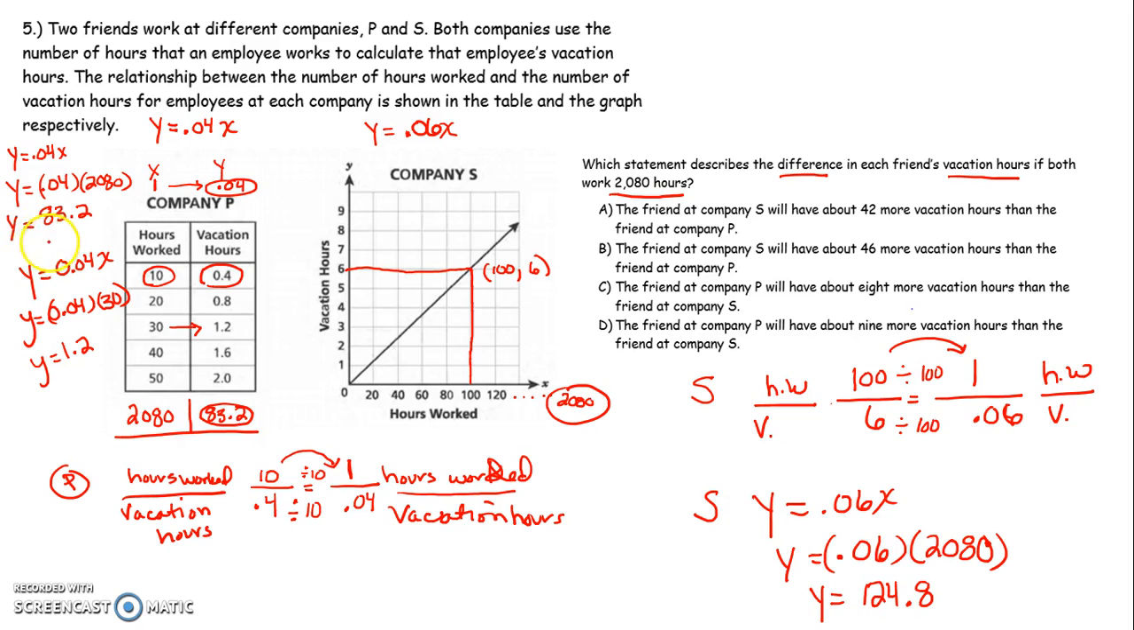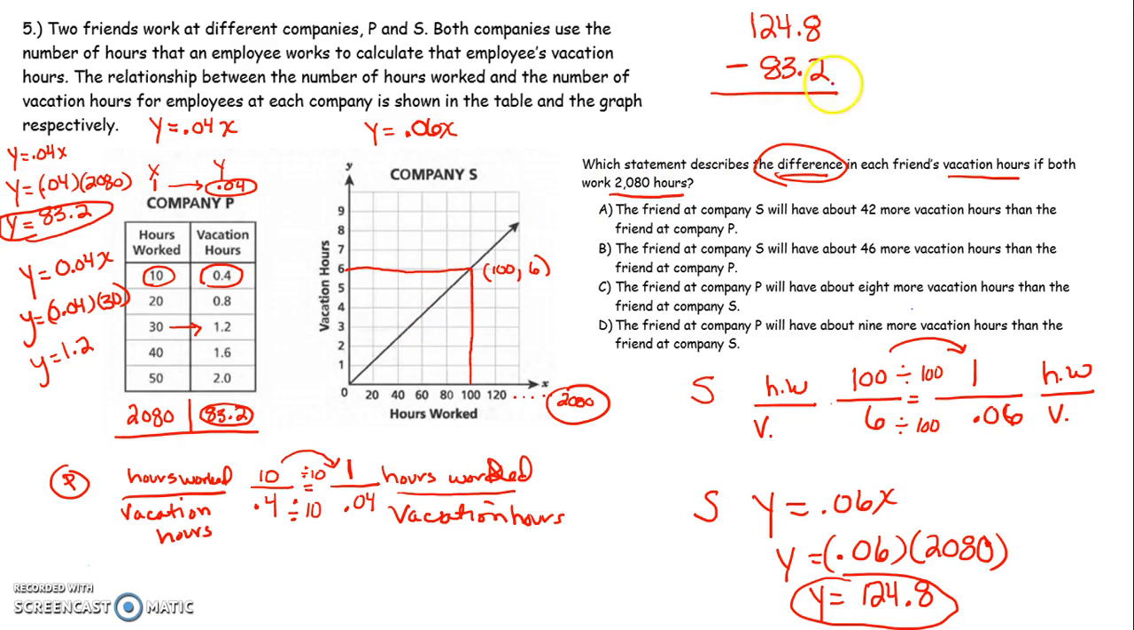Over here, I got 83.2. For Company S, I got 124.8. They want the difference. So I would take 124.8 and I'd subtract off 83.2, and you'd work that out. I'm going to run out of time, but you'd work that out and you'd see you want the one where Company S makes a certain amount more vacation hours.